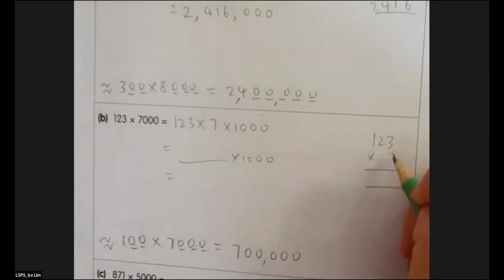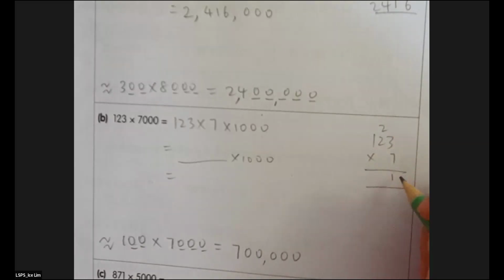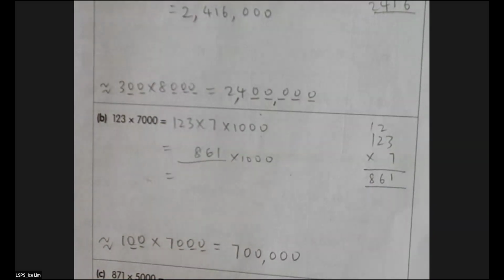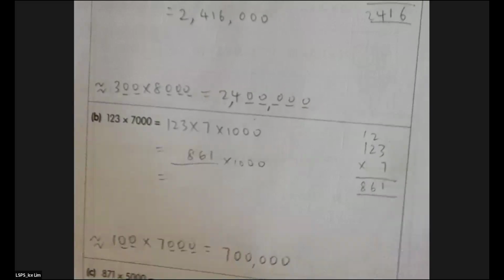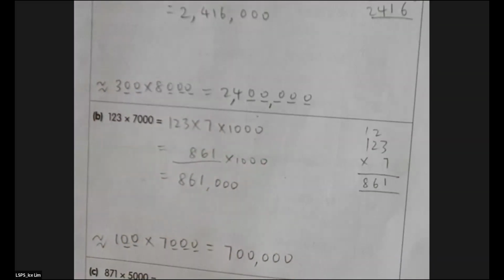So if I do this, 3 times 7 is 21. 2 times 7 is 14, plus 2, 16. 7, 8. So it's okay?